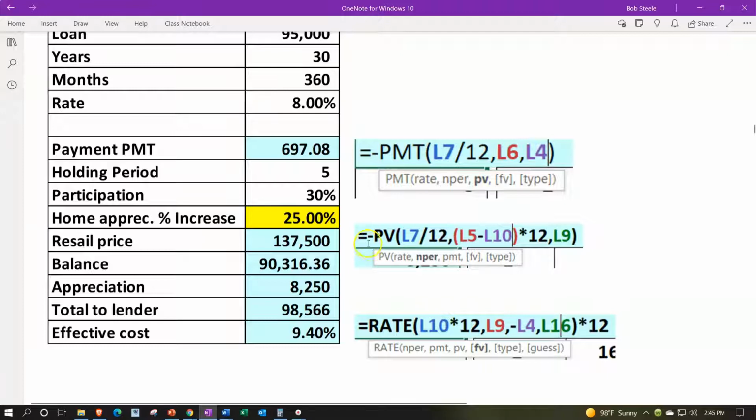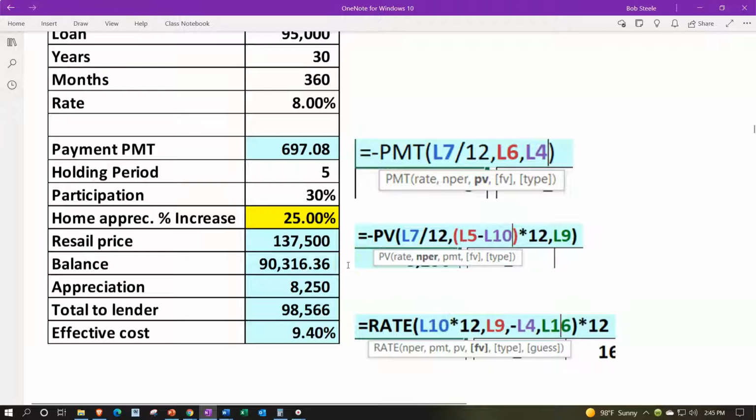So we could say negative present value. The rate would then be the 8% divided by 12, comma, then the number of periods would be the 30 minus 5 or 25 in years. And then we'll multiply that times 12 to get to the months. And then comma, the payment would be the payment calculation of the $697.08, getting us once again to that ending balance. So this would be how much we would have to pay off.